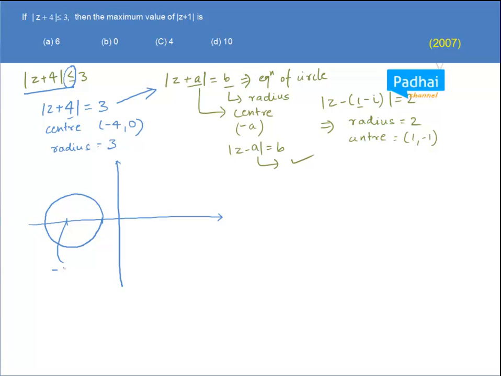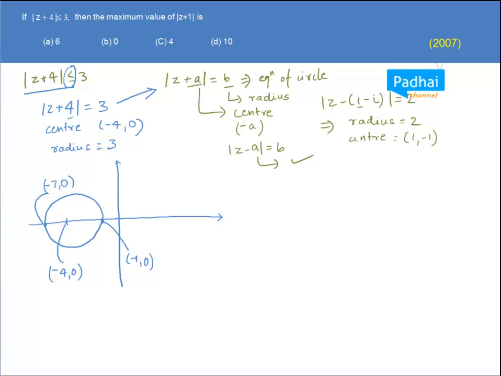This point is (-4, 0), and this point will be (-1, 0), because the radius is 3. So what will be the coordinates of the other point? This will be (-7, 0), because if this is (-4, 0) and the radius is equal to 3, this point will become (-7, 0).